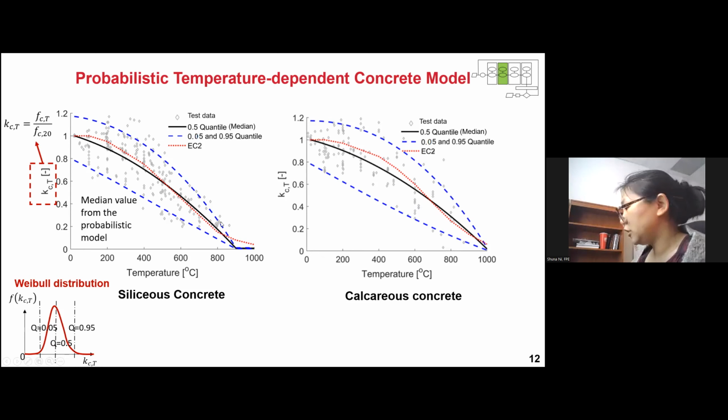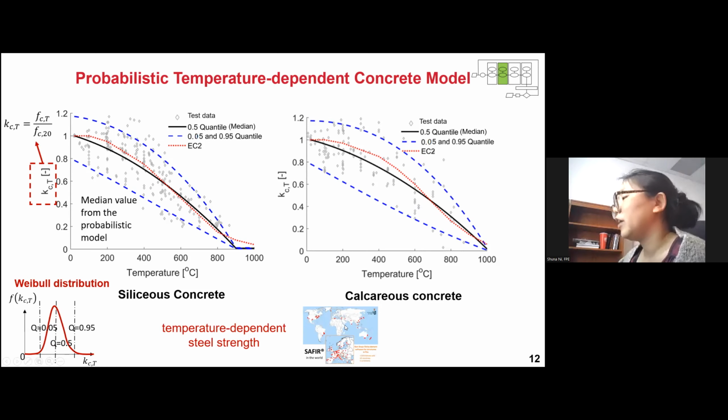This model has already been incorporated in a software called Sofistik, which is a very specific software for structural engineering. Besides this concrete model, we also developed a model for steel. Our next step is to develop a similar model for other types of construction material. For example, timber is our next target.